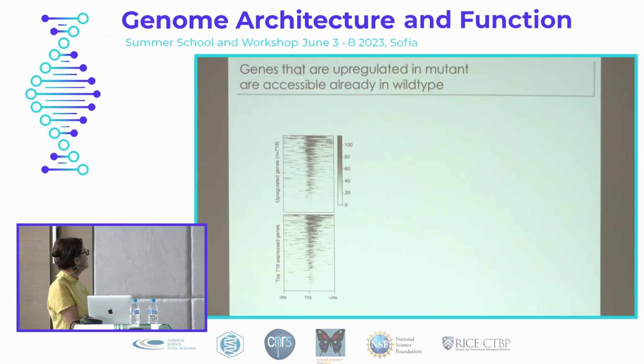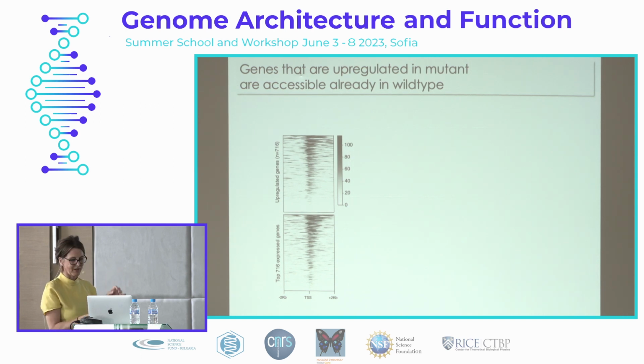And so when we do a toxic in wild-type embryos and look at these upregulated genes that are not expressed in the wild-type, they're highly accessible at their TSS, suggesting that a transcription factor has already bound and RNA polymerase II has already bound, but it can just not go into elongation. And here I'm showing you for comparison the top 700 most expressed genes at that stage, and you don't really see any difference in accessibility.